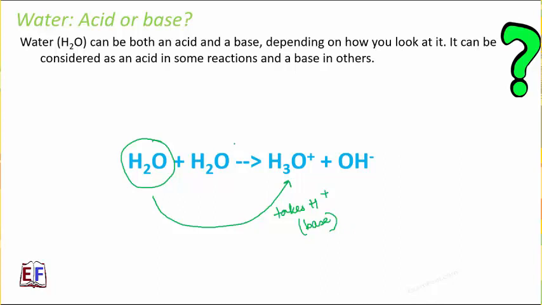But when you look at this other water molecule, what's happening? This water molecule is giving out H plus ions, and that's the H plus ion which the first water molecule is accepting. Since this water molecule is releasing H plus ions, it is behaving like an acid. So in this one reaction, one water molecule is behaving like a base because it is accepting the hydrogen ion which is released by the other water molecule, which is behaving like an acid. That is why it is said that it all depends on how you look at it.